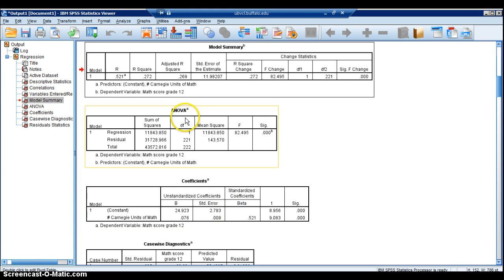Okay. Go down to the model summary box. Okay, there's the R again, or the correlation. Right next to it is the R squared value, which is the proportion of the variability in the dependent variable that's explained by the independent variable. So in other words, 27.2% of the variability in math achievement can be explained by how many math units you take.